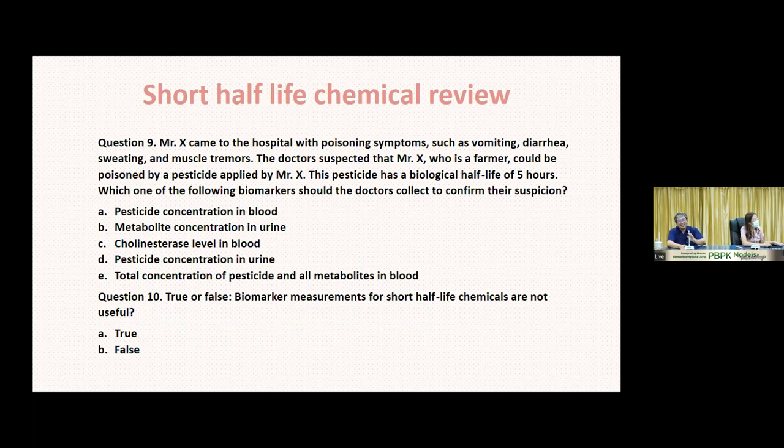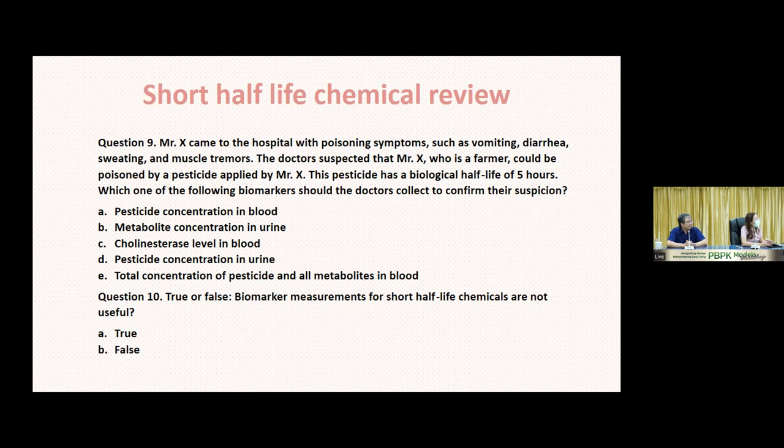Go to question 9. Mr. X came to the hospital with poisoning syndrome, such as vomiting, diarrhea, sweating, and muscle tremor. And the doctors suspect that Mr. X, who is a farmer, could be poisoned by the pesticide he applied. This pesticide has a biological half-life of 5 hours. Which one of the following biomarkers should the doctor collect to confirm their suspicion?